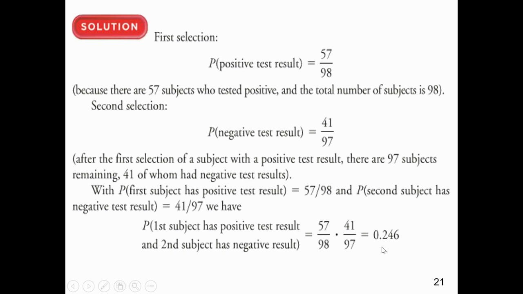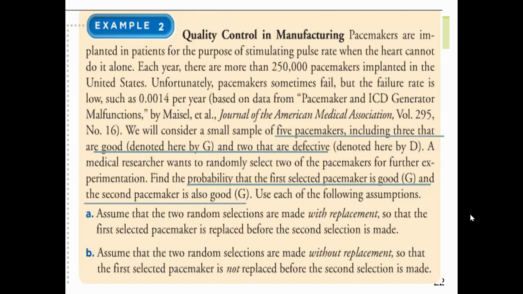Multiplying these two out, the calculator will give you a nice decimal. Got to do some thinking. First thing you're doing is asking, are these events independent or dependent? If they're dependent, I've got to think about what happened first and how that affects what's going to happen in the second event. If they're independent, no big deal.